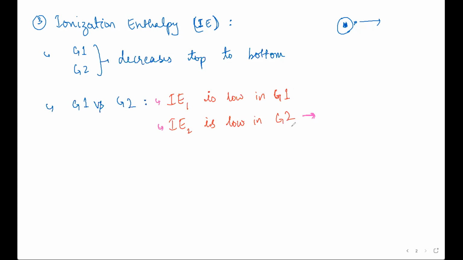Because it's difficult to remove an electron from an already stable atom. So the group one, yes.